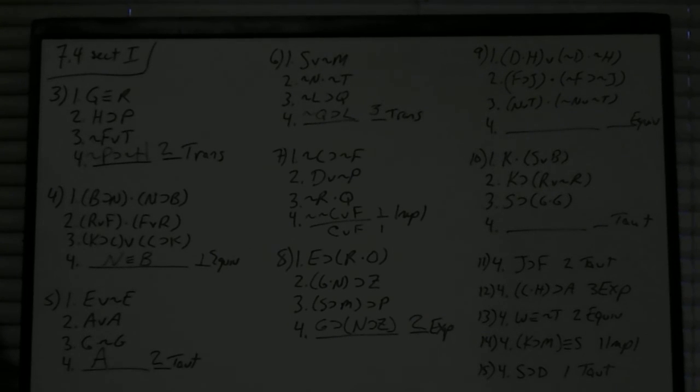Number 9, we have D and H or not D and not H, F then J and not F then not J, N or T and not N or not T. And again, they want material equivalence. Now we're used to seeing the material equivalence in the sense of two conditionals, working both ways, if A then B and if B then A. But it also works in terms of the conjunctions as well. Right? It's D and H, or not D and not H.